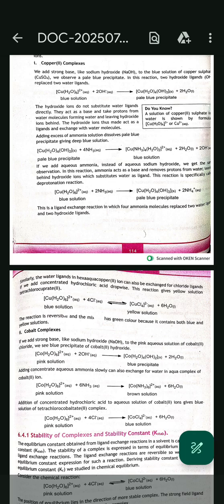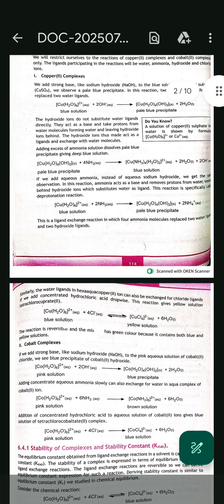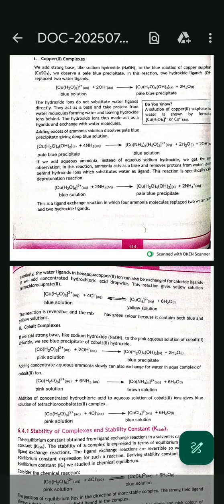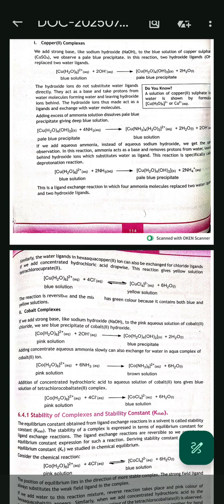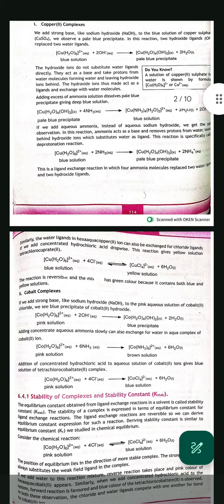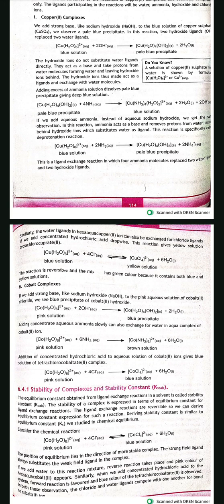Copper 2 complexes. We add a strong base like sodium hydroxide to the blue solution of copper sulfate. We observe a pale blue precipitate. So in this reaction, 2 water ligands are replaced by 2 hydroxides. So the blue solution and the 2 waters will be replaced by 2 hydroxyls to give a pale blue precipitate.